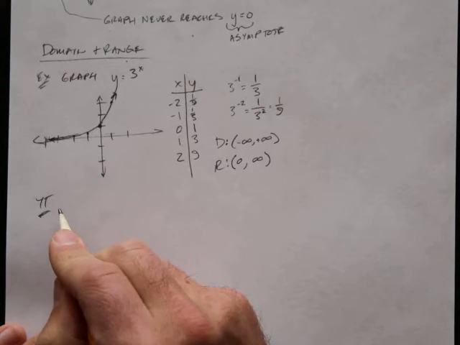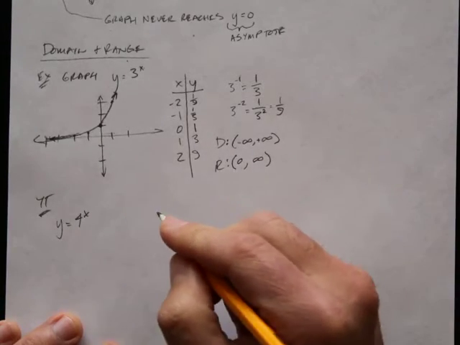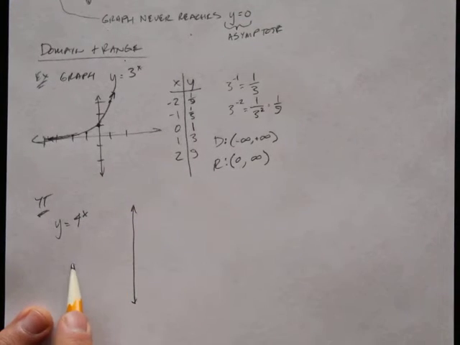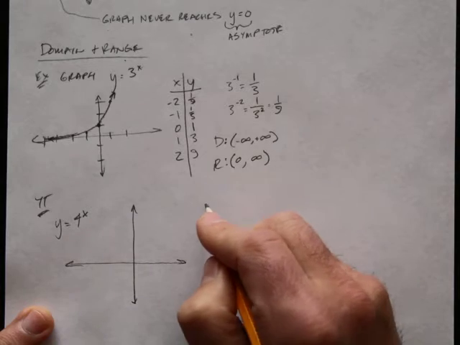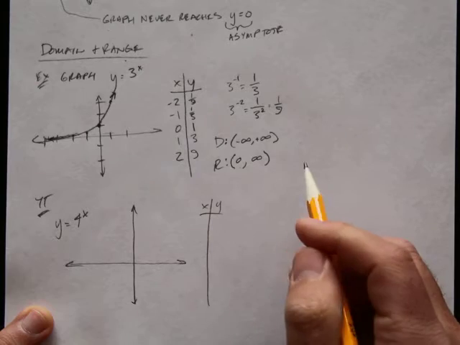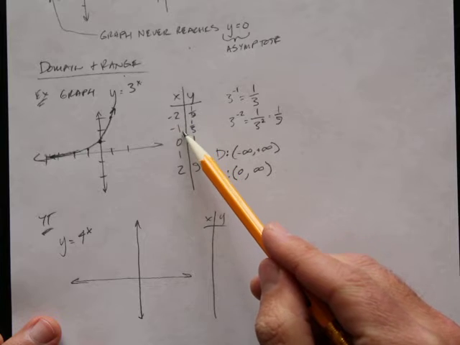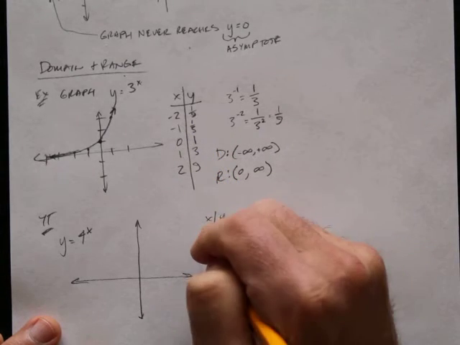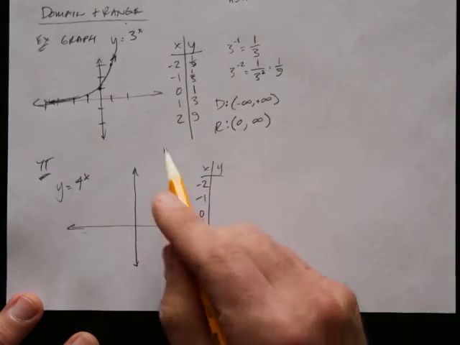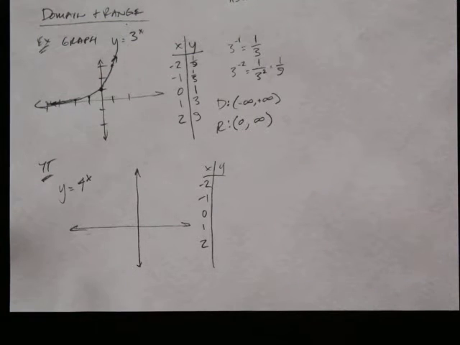Graph and find the domain and the range for y equals 4^x. Okay, so make a t-table. I'm just going to get you started here. Make your coordinate plane and make your t-table. Plug in x values and find your y values. I suggest just use these same ones: -2, -1, 0, 1, and 2. Here, I'll just fill those in. So try those. Find your y values, plug them in, draw your graph, and find your domain and your range. Okay, go.